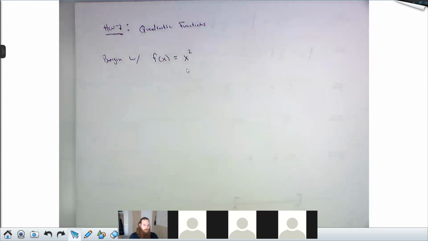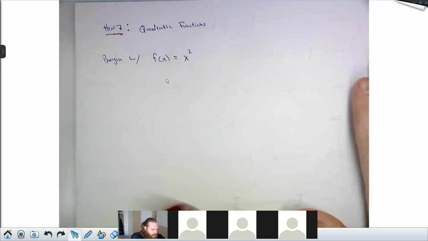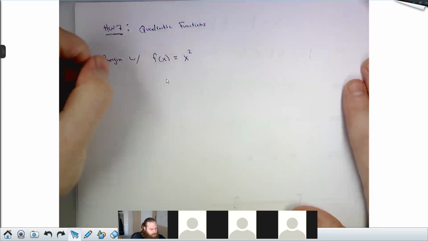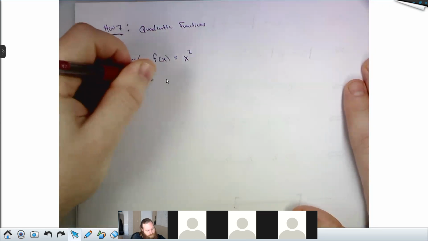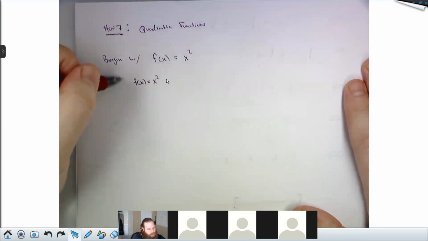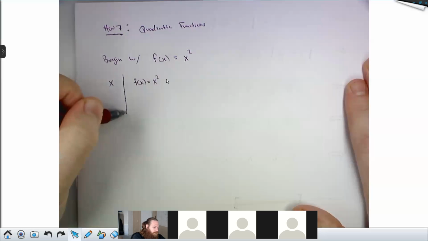The big difference between a quadratic function and a linear function is that your variable shows up to the power of 2, right? Quad is a Latin prefix meaning 2, quadratic. And this graph you need to know. So let's make a table. Inputs and outputs.